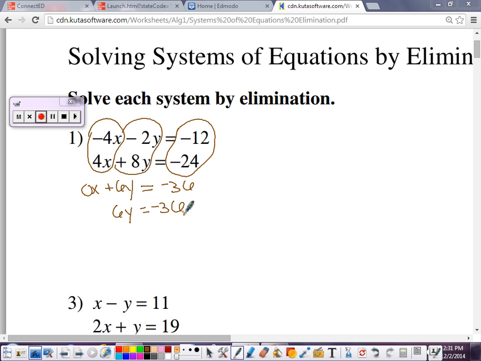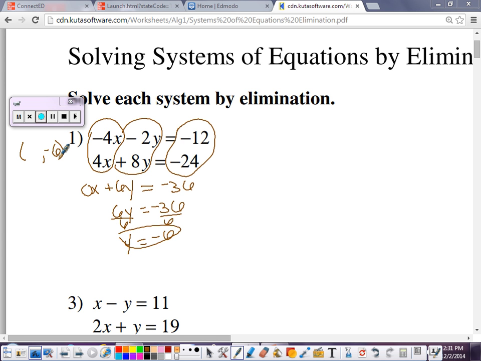All I need to do now is figure out what number times positive 6 will give me negative 36. If I divide both sides by positive 6, I get y equals negative 6. So there's my first coordinate. I know I'm going to have a set of points, an x and a y, that give me the place where these two lines cross. I know the y coordinate now is negative 6.